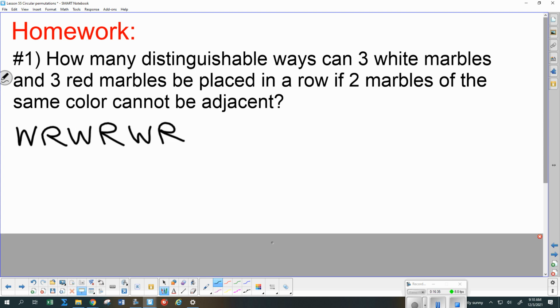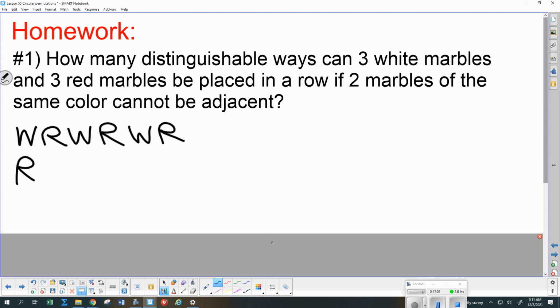So if I start with white, I can do that. If I start with white, can I do anything that looks different? If I switch the other 2 whites, it's still going to look exactly the same. If I switch 2 of the reds with each other, it's still going to look exactly the same. If I start with white, it's going to look like that. Only one option. Is white the only thing I can start with? What else could I start with?